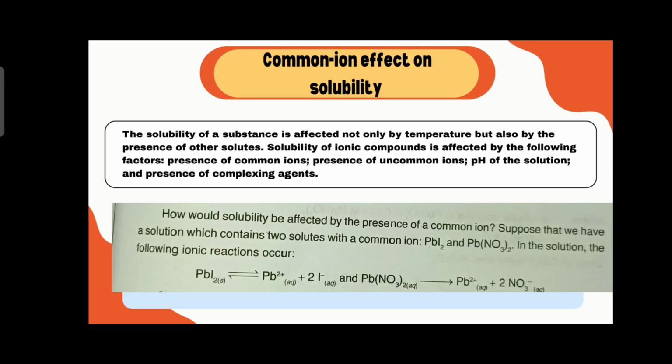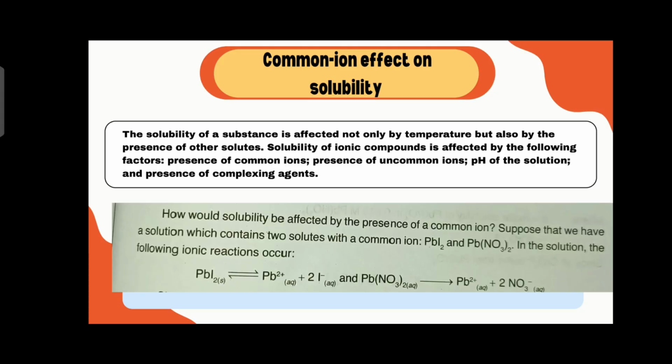Common ion effect on solubility. The solubility of a substance is affected not only by temperature, but also by the presence of other solutes. Solubility of ionic compounds is affected by the following factors: presence of the common ions, presence of uncommon ions, pH of the solution, and presence of complexing agents.